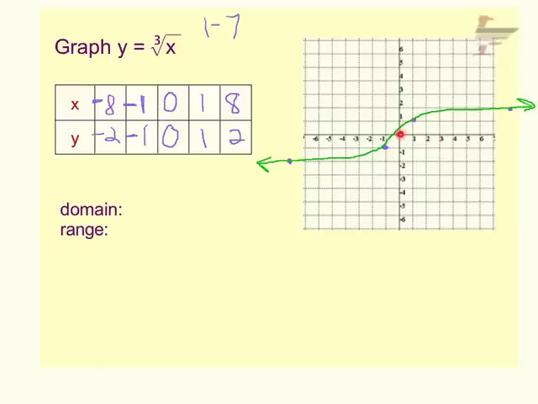Then I go back to the middle. And I'm going to go to the left 1 and down 1. And then to the left 7 and down 1. So you're always going out 1 and then 7 in each direction.